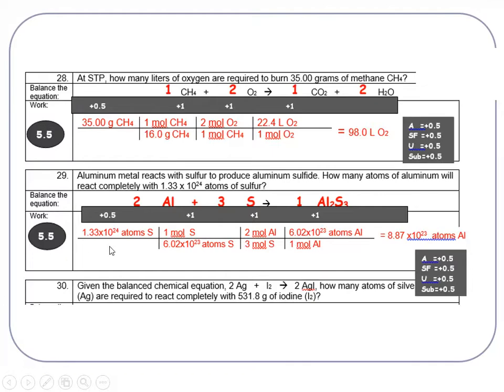For 29, I start with my particles, 1.33 times 10 to the 24th atoms, divided by Avogadro's number. 2 to 3 for the mole ratio. Once again, Avogadro's number in the numerator. So I get 8.87 times 10 to the 23rd atoms of Al. I could have easily canceled this one and this one. So it's just 1.33 times 10 to the 24th times 2 divided by 3 in my calculator.